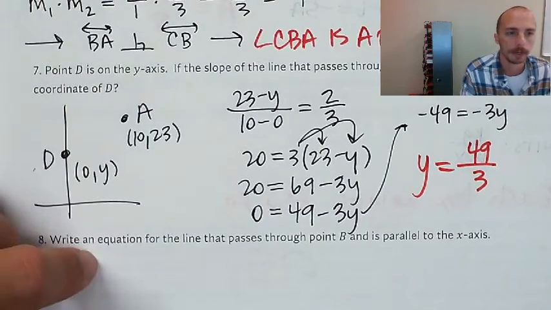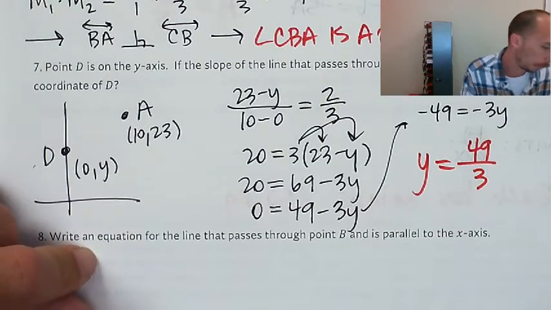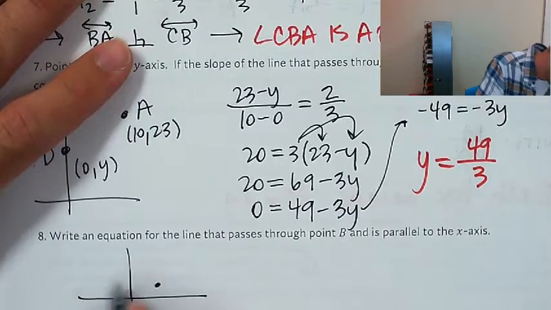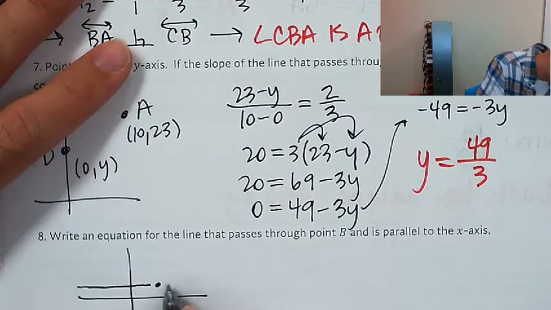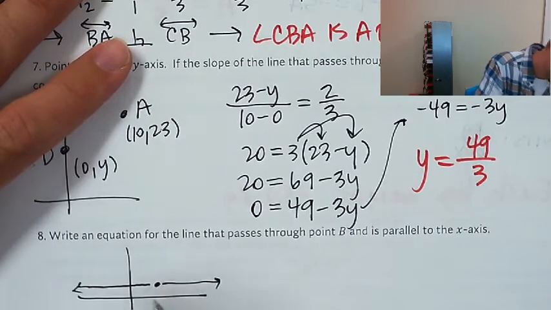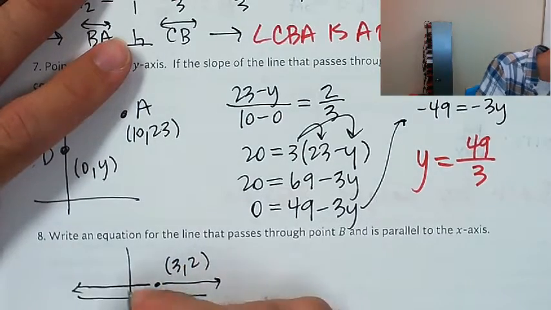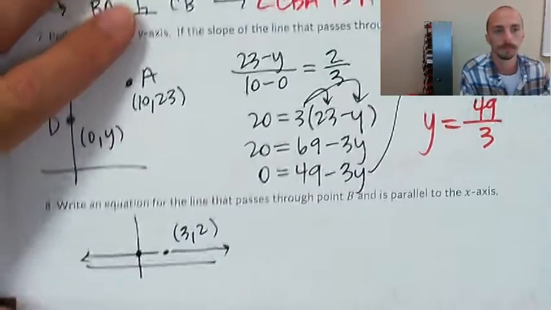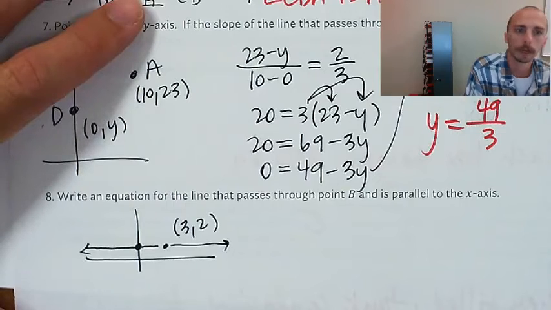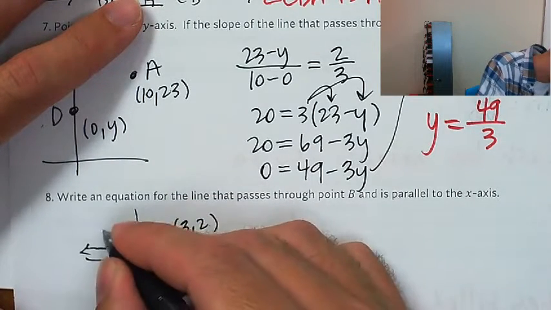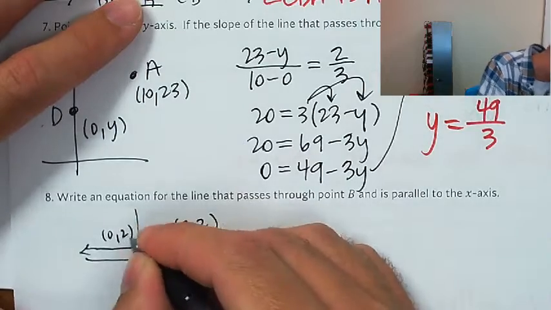And then last, we're going to write an equation for the line that passes through point B and is parallel to the x-axis. All right, point B has coordinates 3 and 2. Okay, I'm going to put in another point. We are not going up and down, we're just going left and right. So it's going to change x. X is going to be 0. But y is unchanged, so it's going to be 2.